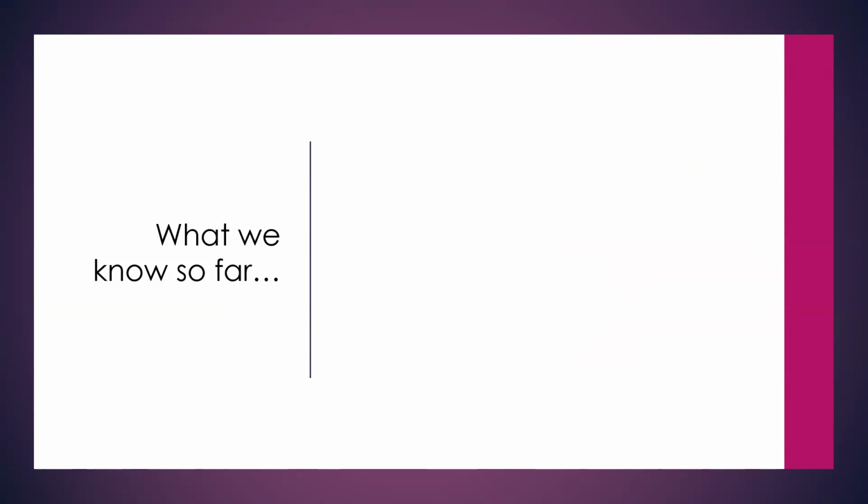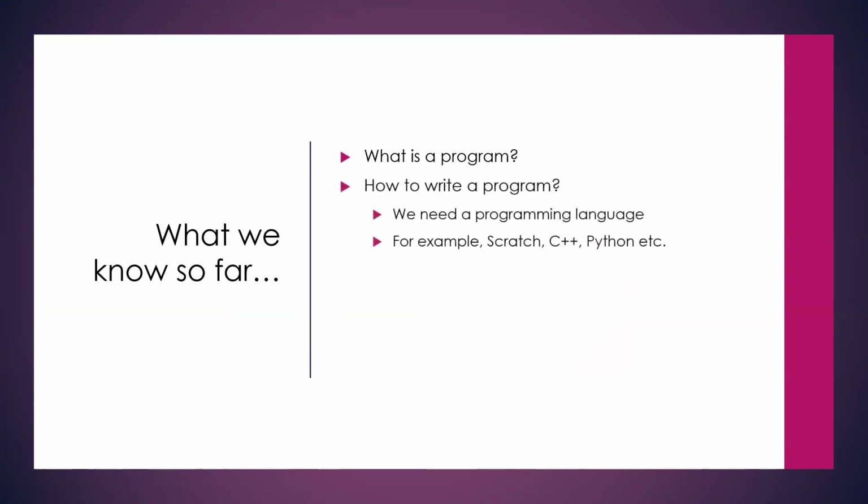So what we have come across so far is that we know what a program is. A program is essentially a sequence of steps written in a particular programming language. In order to write a program, we need to choose a particular programming language. Choosing a programming language means that we need to learn a programming language. We actually have a lot of options in the market, which are hot programming languages available these days. For example, Scratch, C++, Java, Python, etc.